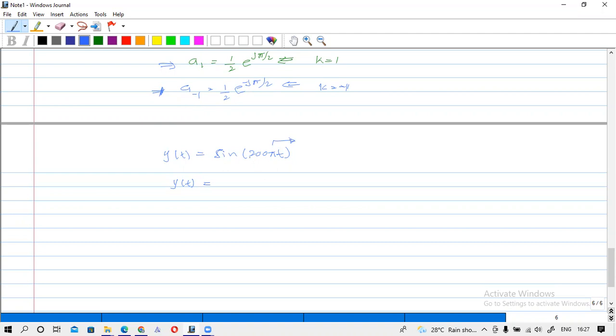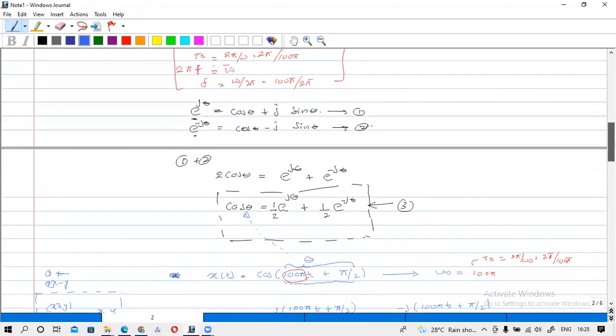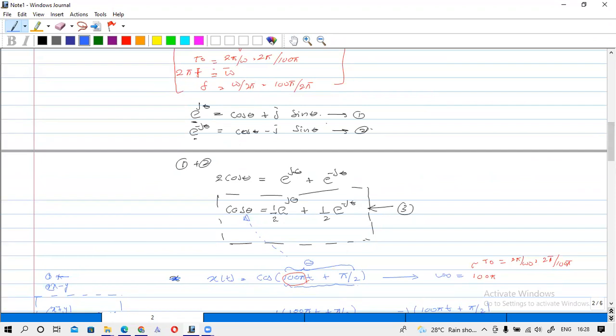So I will do this, but you should do this by yourself also, because the time is running very fast. So I will do this. You can use the Euler formula for this one also. So you know that. So here I will go here again. You can see these two terms.